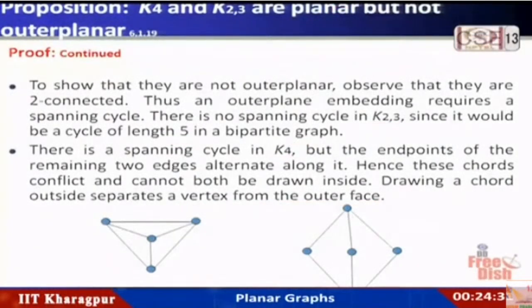To show that they are not outer planar, observe that they are 2-connected. Thus an outer plane embedding requires a spanning cycle. There is no spanning cycle in K2,3, since it would be a cycle of length 5 in a bipartite graph.